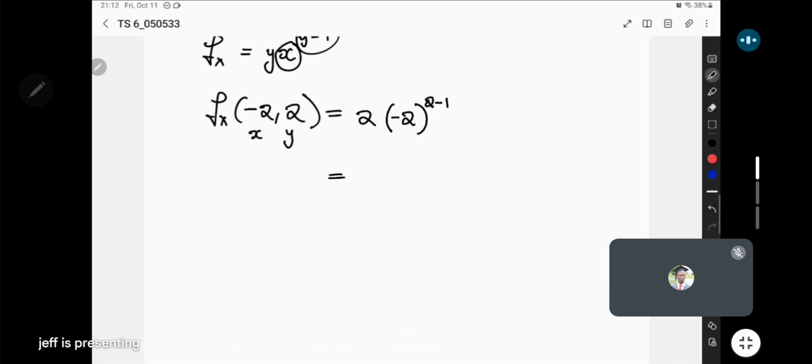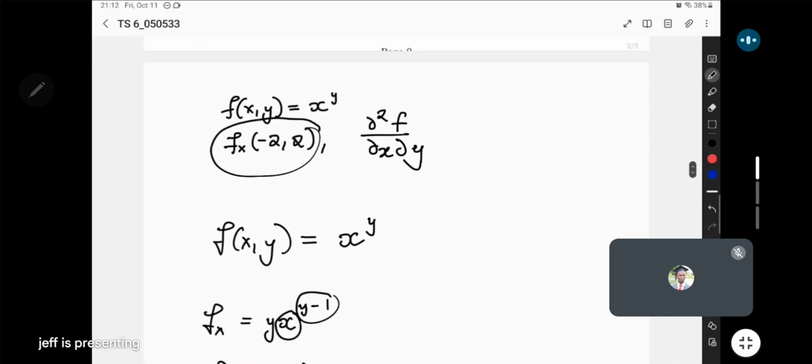And from here, we would end up having 2 times negative 2. Then 2 minus 1, we know that is just going to give us a 1. So this will just be to the power 1. And finally, we have minus 4. So this is the value of this partial derivative of x at that particular point. So here, of course, we are working out the partial derivative with respect to x at a specific point. Okay, that is done.